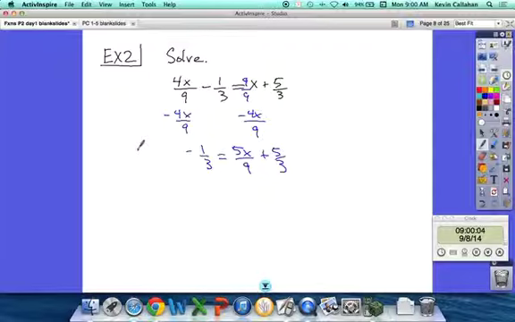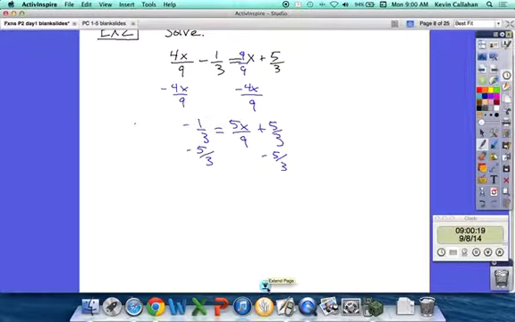Now I need to move the constant 5/3. So what should I do? Subtract 5/3. So what's negative 1/3 minus 5/3? Same denominator. So what's negative 1 minus 5? Negative 6. So that's negative 6/3. But that's actually negative 2. Right? So we have negative 2 equals 5x over 9.